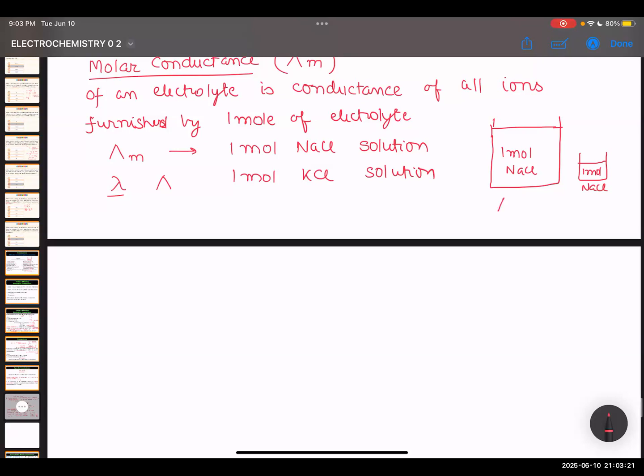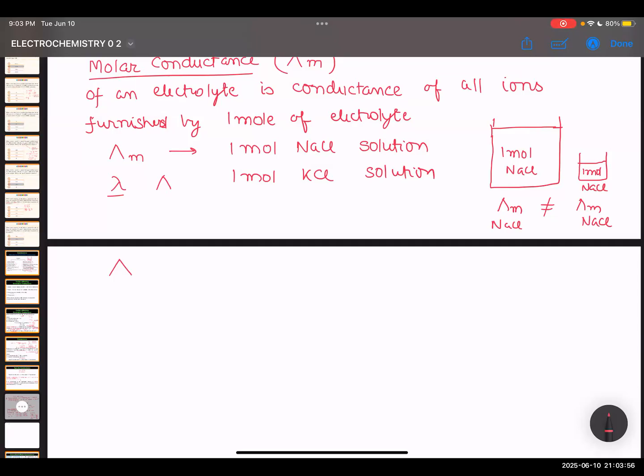But this is also known as molar conductance. This is also molar conductance. But they are not equal. Why are they not equal? Though both are molar conductance, they are not equal because the concentrations are different. You have put 1 mole in both, but due to dilution, it may change. Is it clear?